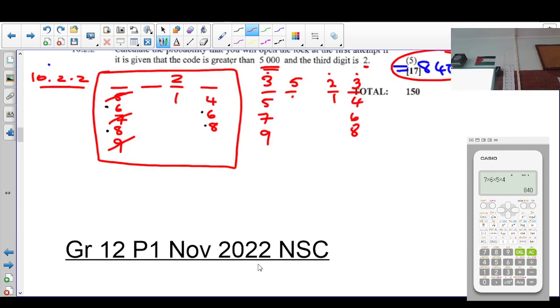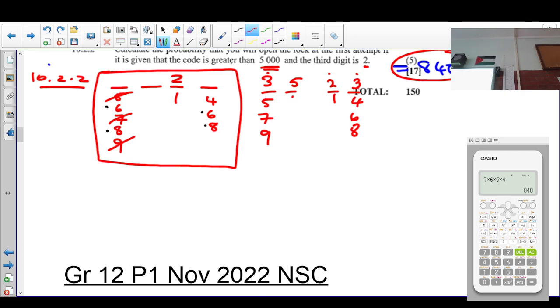Then, what if the first number is a 6? If the first number is a 6, and this has to be a 2, what even numbers am I left with? A 4 and an 8. Can you see that? So if this is 6, how many options do I have here? 1. And here? 2. So it's 8 digits, 8, 7, 6, there must be a 5.